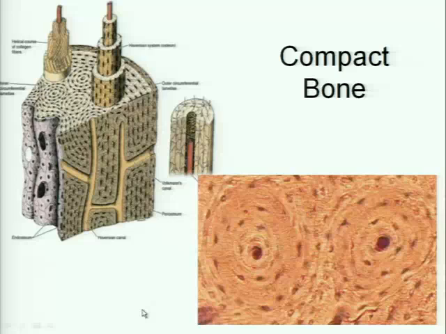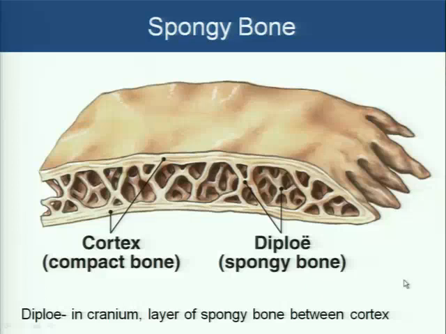Here's what compact bone looks like. This is the bone you're probably more familiar with seeing. We've looked at this. These circles are called osteons. You're going to see the central canal, and you still have those tiny little lacunae with the osteocytes in there. This is your spongy bone.